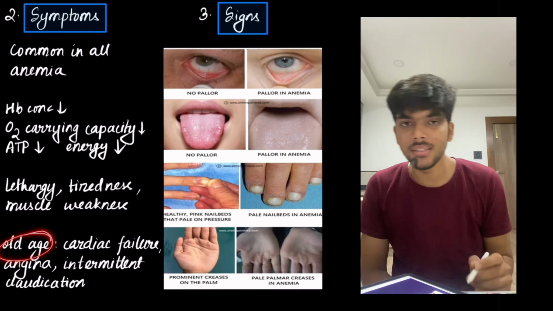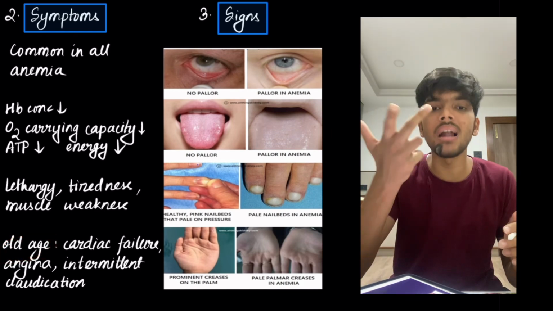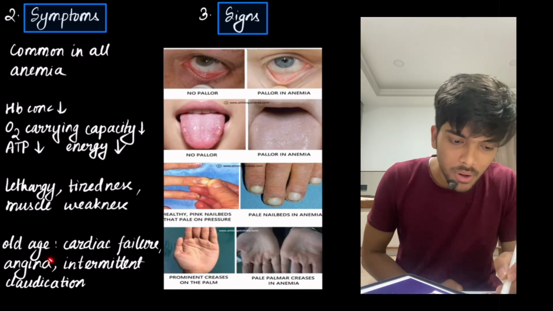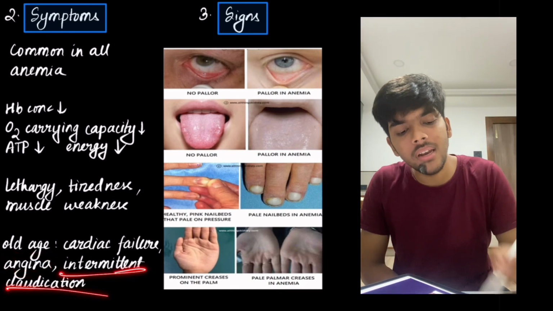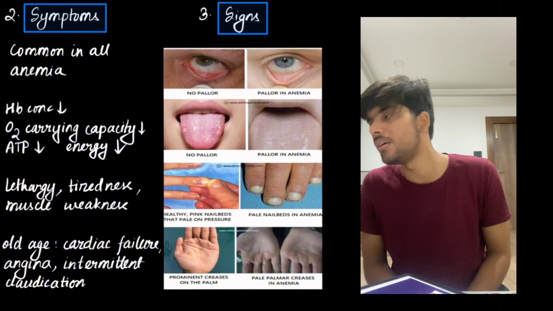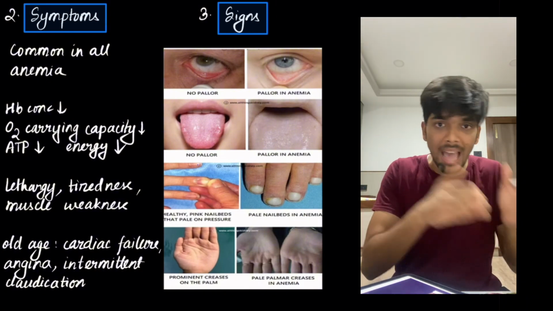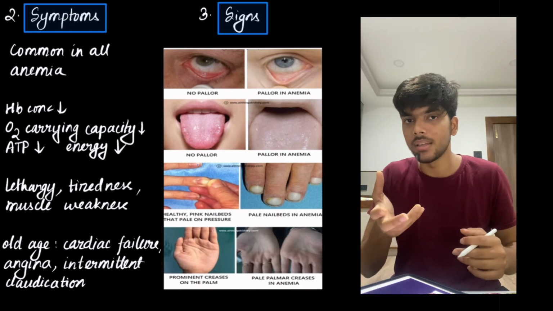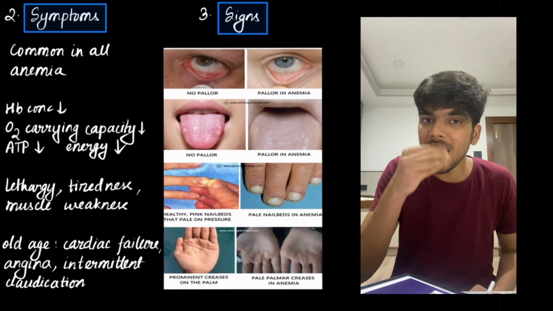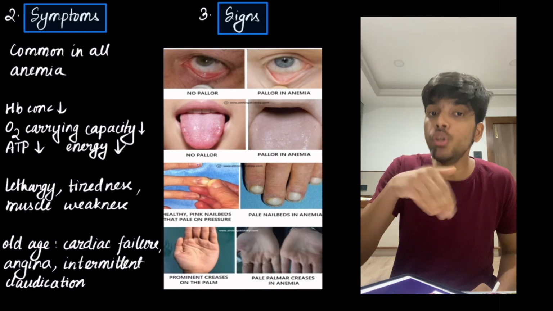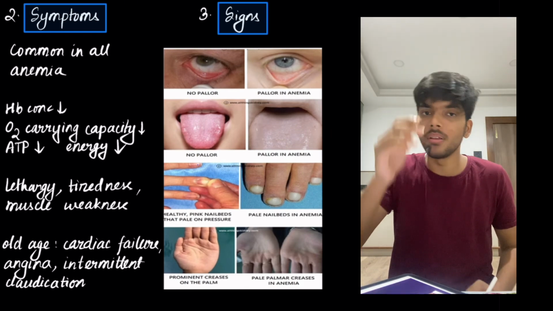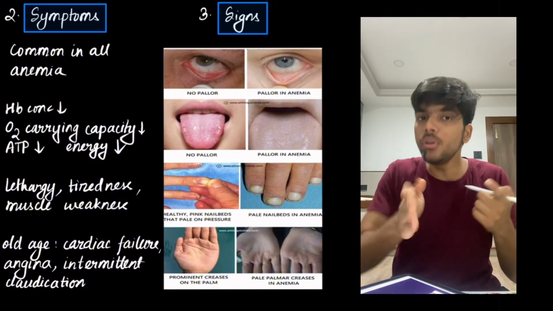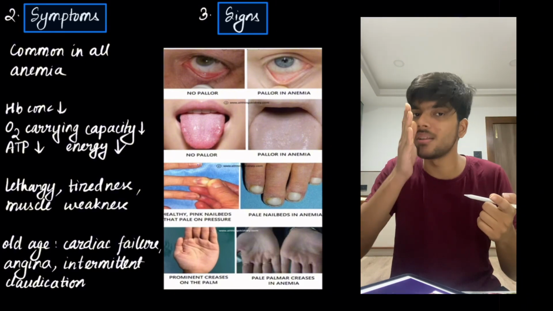In old age, problems related to the heart occur, like cardiac failure, pain in the chest due to cardiac problem, angina, and intermittent claudication. What is intermittent claudication? Intermittent means with gap, and claudication means muscle pain. So in intermittent claudication, the muscle starts paining when used. You don't use the muscle, you rest, the muscle does not pain.